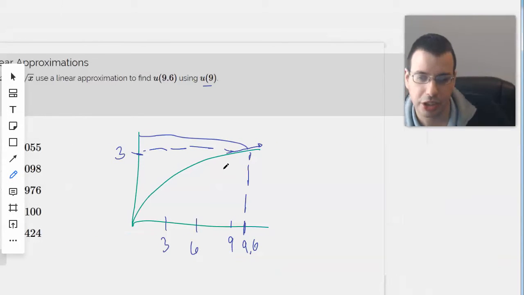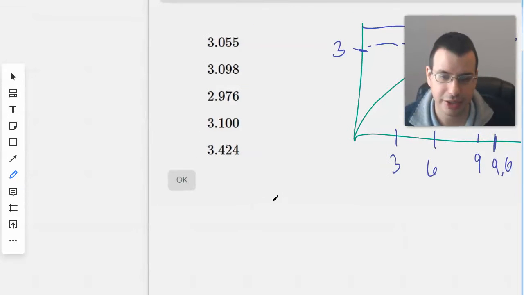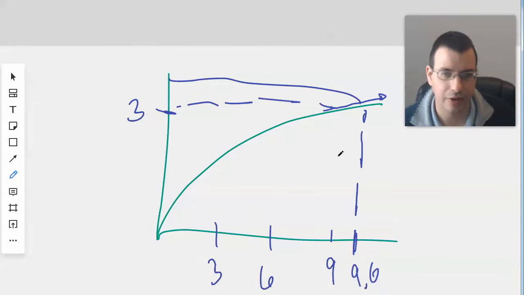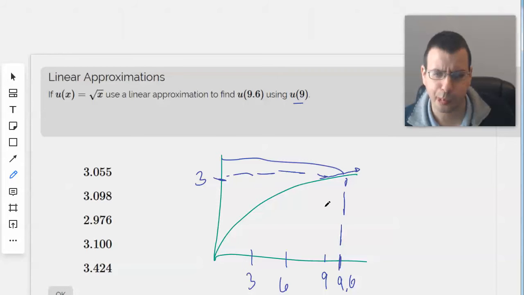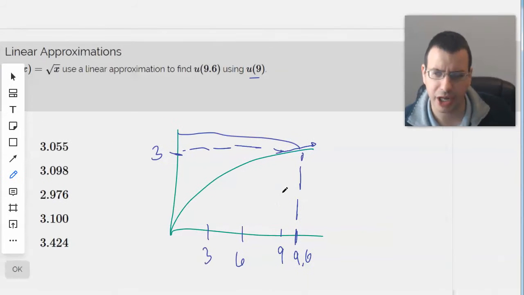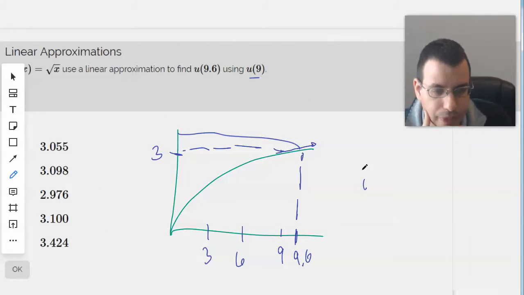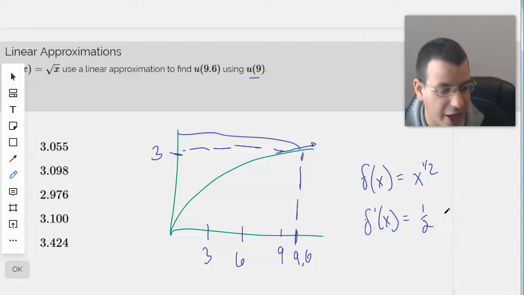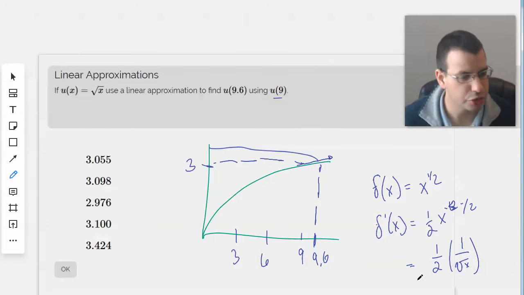So, linear approximation. Alright, tangent line, so we're going to do slope. So f of x equals x to the 1/2. F prime of x equals 1/2 x to the negative 1/2, because power rule, which is the same as 1/2 times 1 over square root of x. Yep, which I'm good with.